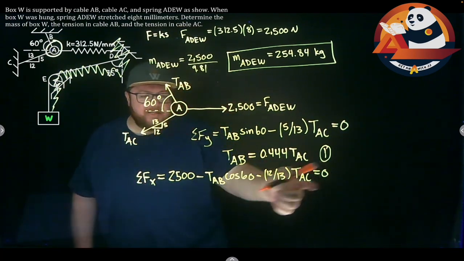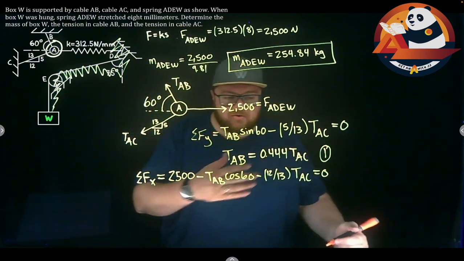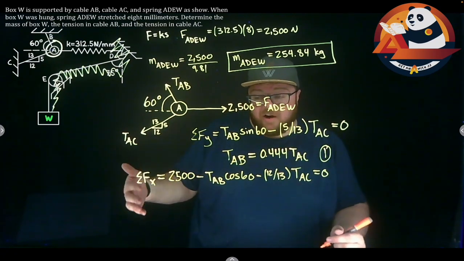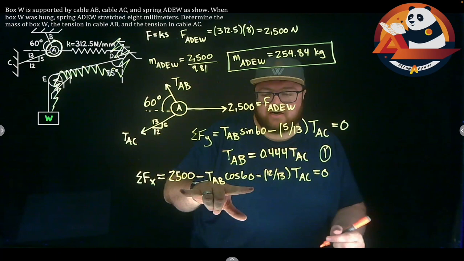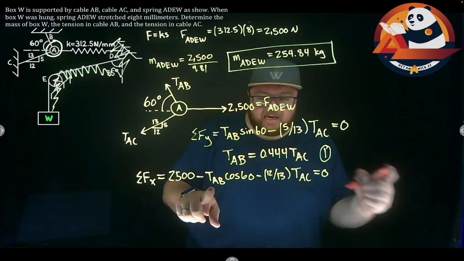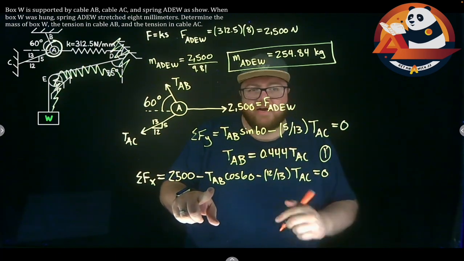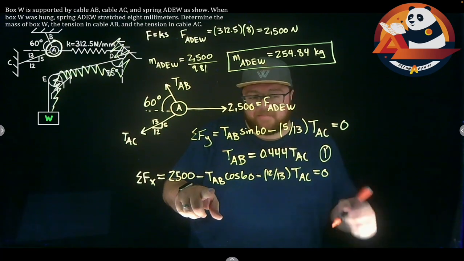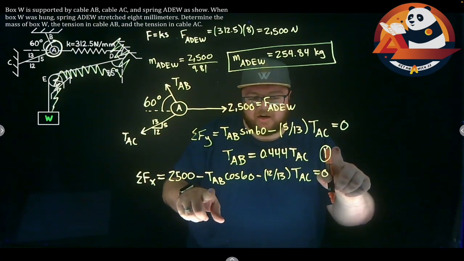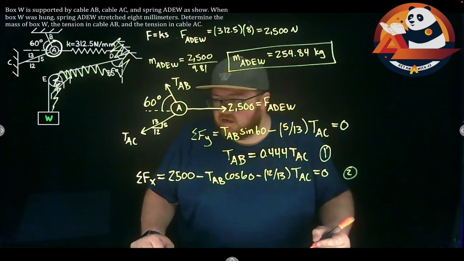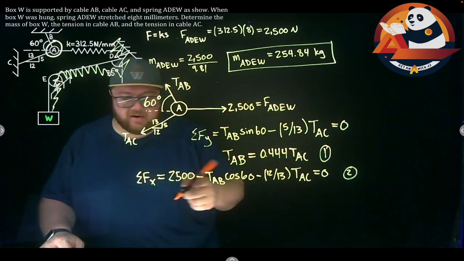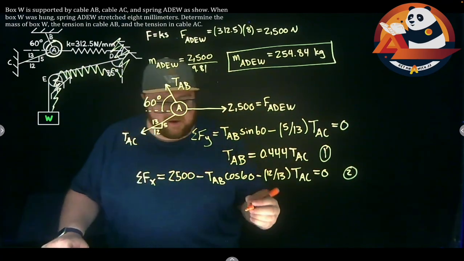I could try to resolve this and get a TAB equals or a TAC equals, but in all honesty, because I have this constant in here, this equation is going to be messier. If I try to get a TAB equals and sub it in back up here, it's really messy to do that. It's going to be way easier if I sub equation 1 into this. This is my second equation. So we can just substitute in. Let's not worry about rearranging.